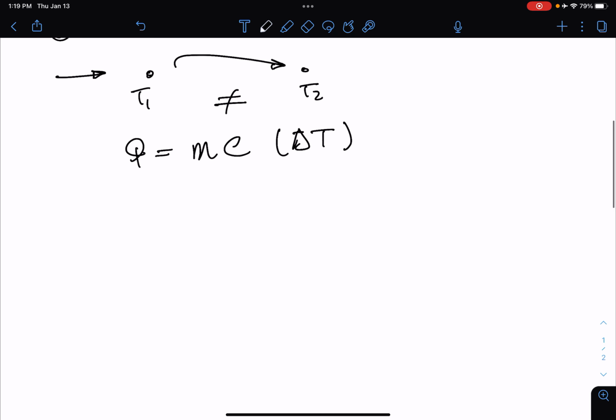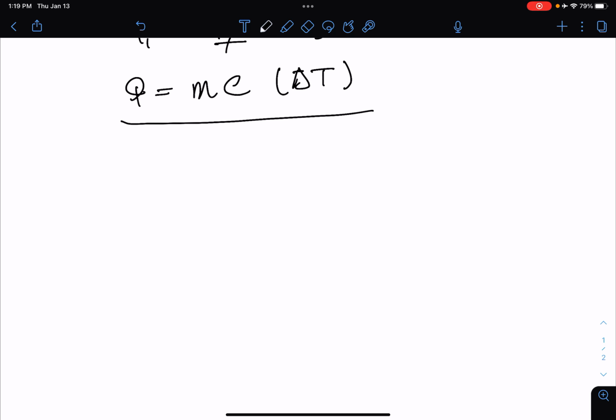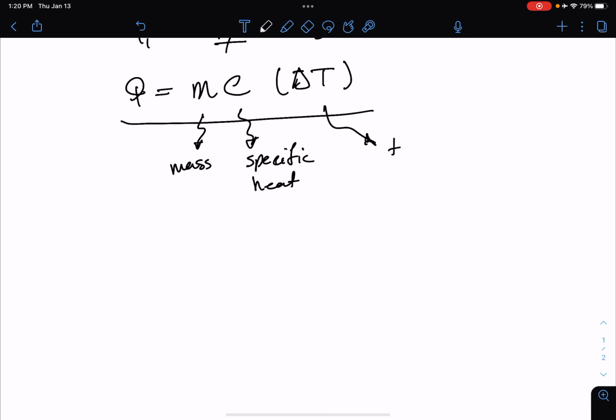So if you heat up something, they don't have to be in two different spatial locations. It can be a different state in time. So the total energy that is transferred between the two states is a function of the mass of the system, the specific heat of the system, and the temperature difference between the two states.